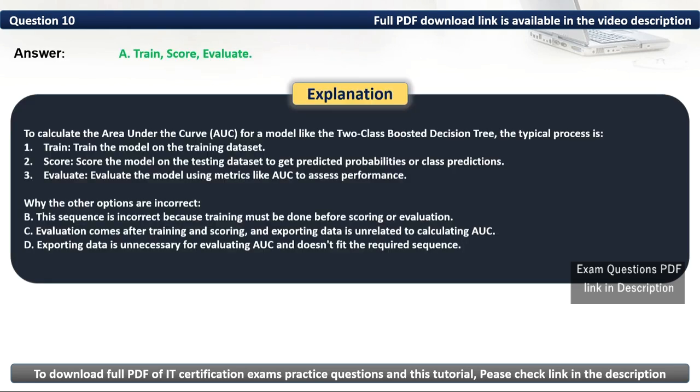To calculate the area under the curve for a model like the two-class boosted decision tree, the typical process is: first, train the model on the training dataset. Then score the model on the testing dataset to get predicted probabilities or class predictions. Then evaluate the model using metrics like AUC to assess performance.